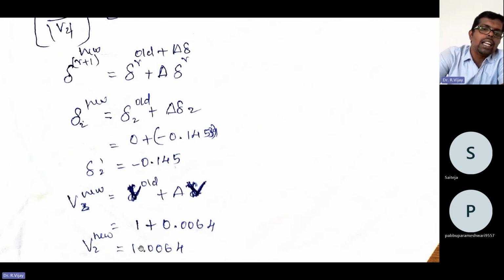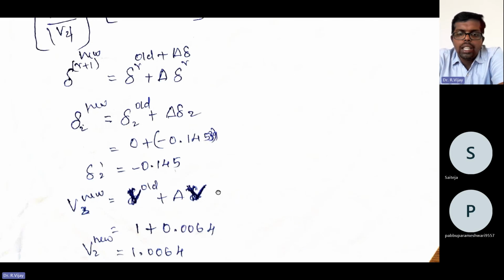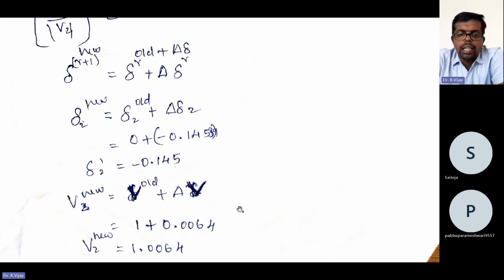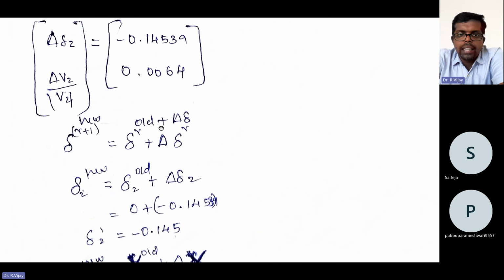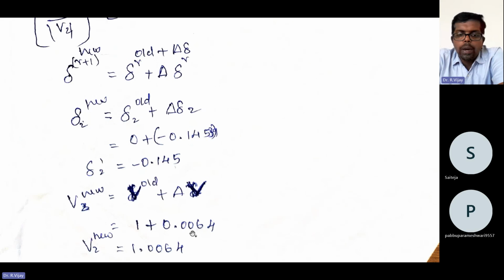Similarly, you need to calculate the new voltage value. V2 new voltage value is equal to old value plus del V, that is the change in the voltage. Old value is 1. The change in the voltage we already calculated as 0.0064 by using this Jacobian matrix method. So 0.0064, just substitute. So V2 new is equal to 1.0064.